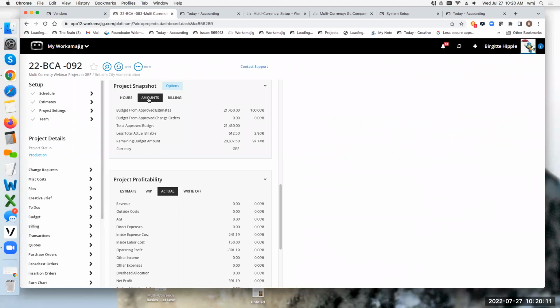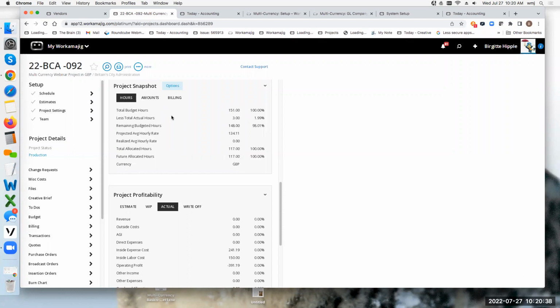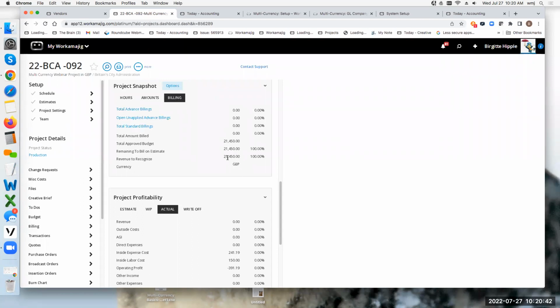So here, when I'm looking at amounts, it tells me this project is in GBP. That means that is 21,450 British pounds. Okay, I cannot look at it at the same time I'm looking at a project that has USD or home currency values. The estimate is in British pounds. The snapshot is all now. So of course, when I do any billing, it's all going to be in British pounds.